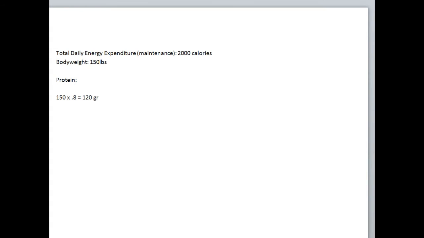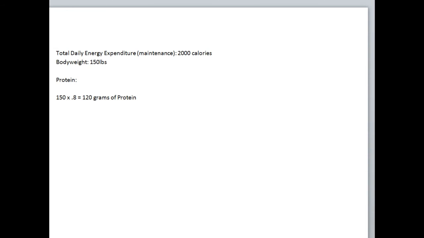120 grams of protons. Kidding, protein. So you've got 120 grams of protein. Bam! Number one. You have your protein grams. So write that down somewhere. Do whatever you need to.